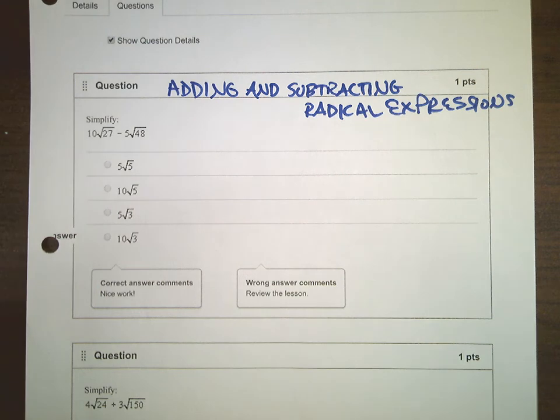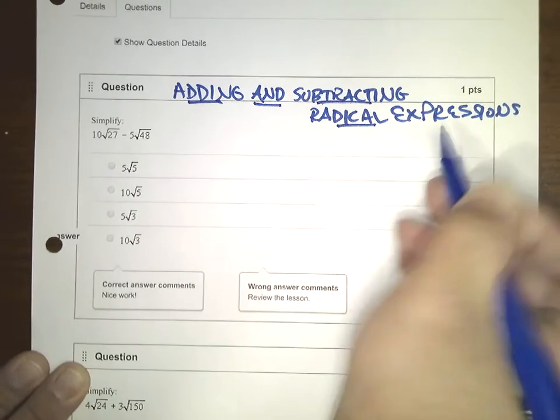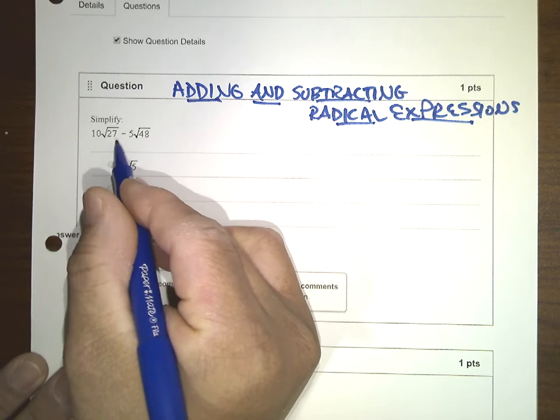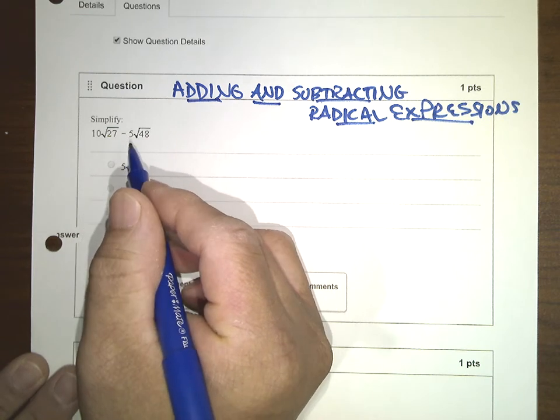Hi everyone, this is Professor Oaks, and in this video we are going to discuss adding and subtracting radical expressions. So let's look at this first one here. We have 10 times the square root of 27 minus 5 times the square root of 48.